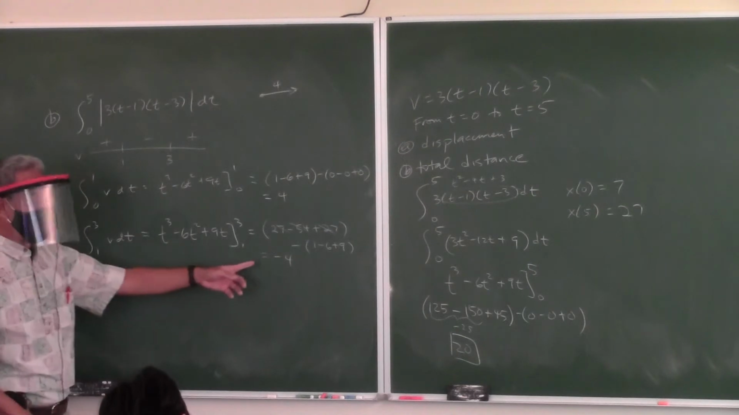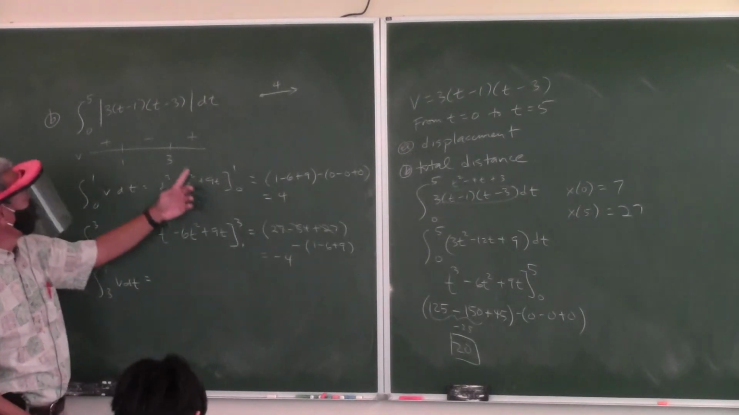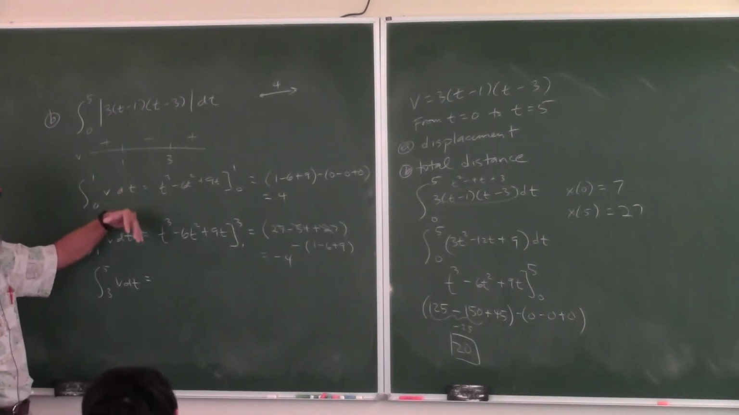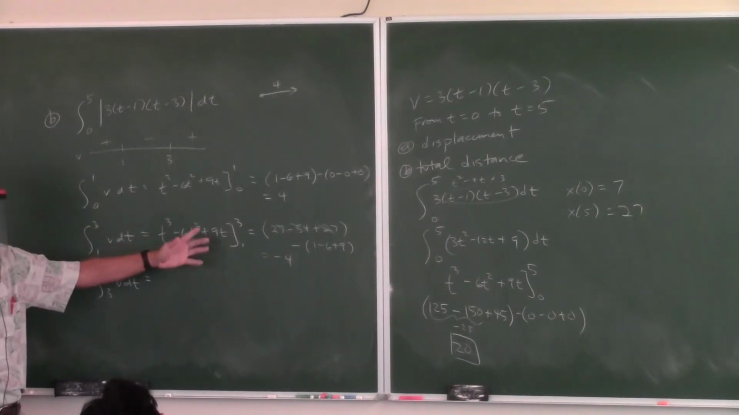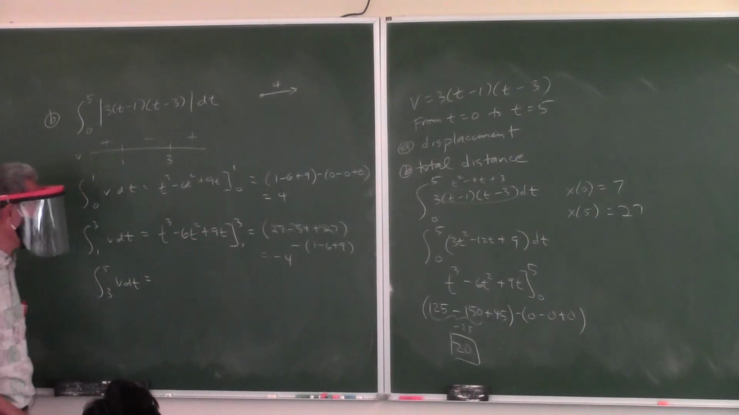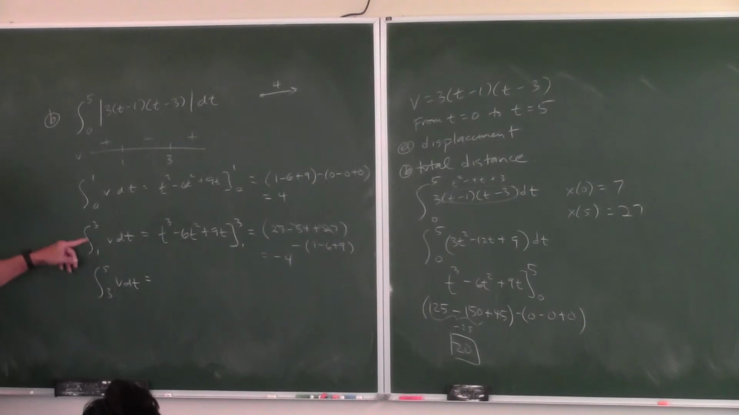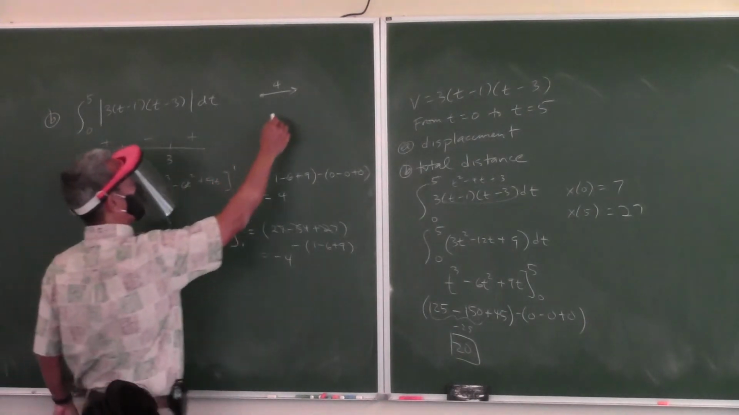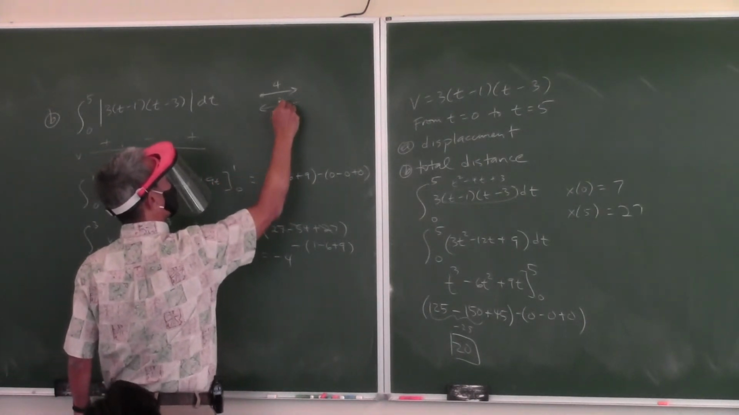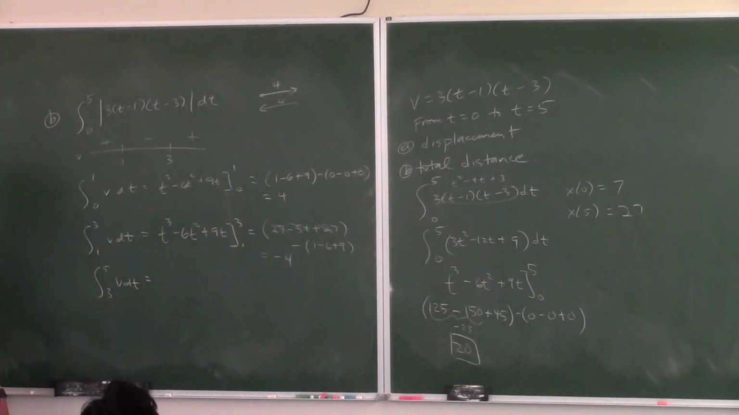So the answer should come out negative because the graph is going to be below the x-axis, right? So it better come out negative. If it doesn't come out negative, you did something wrong. So what does that mean? From 1 to 3 seconds, the particle traveled 4 units to the left. That's what happened. Now we're going to go from 3 to 5.